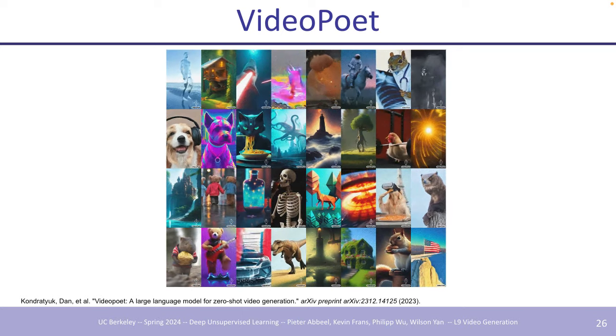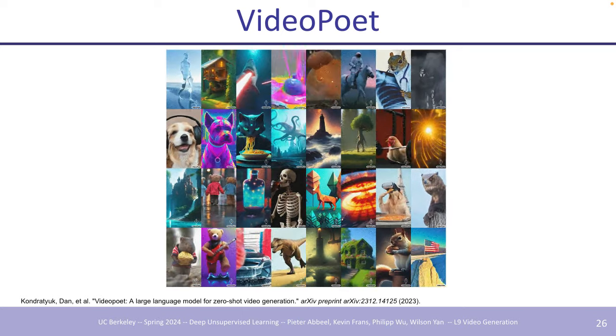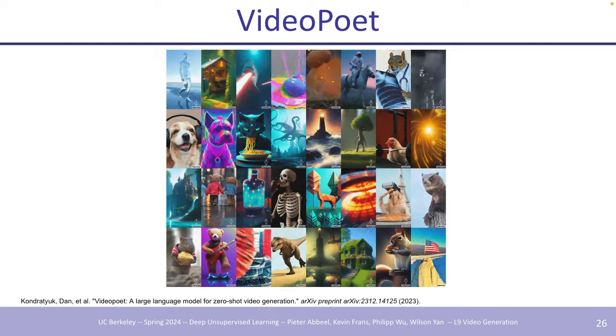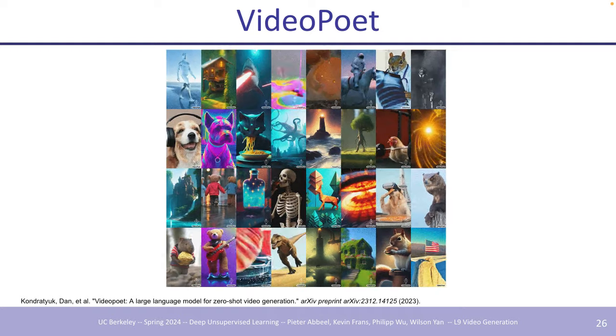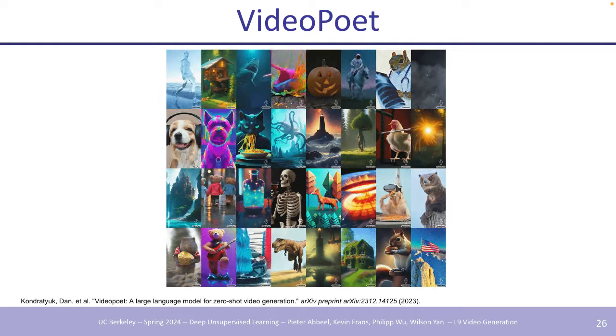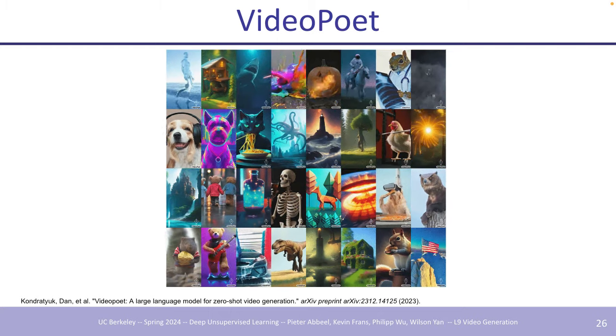And this was another recent one. There are a lot of papers in the past few months. From VideoPoet, this is an autoregressive model that I think I showed in one of our first lectures with different samples. This one they interestingly chose a vertical resolution, which is not that common. Kind of interesting.